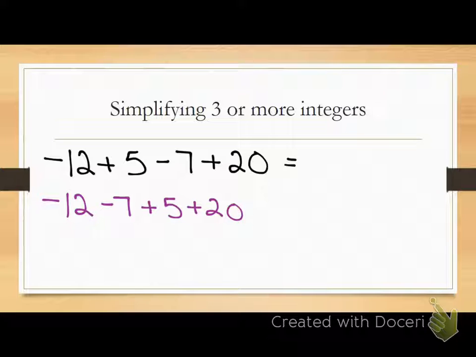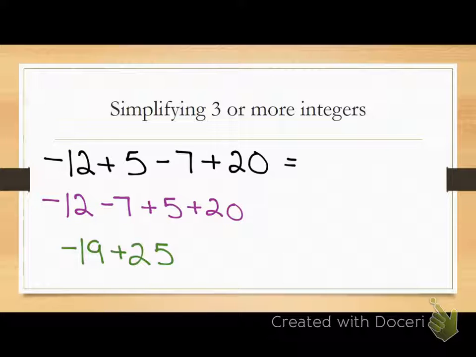What's negative 12 minus 7? Don't say it, write it on your paper. Negative 12 minus 7. Think of it on a number line, or spending money. What is it? Negative 19. What's 5 plus 20? 25. So negative 19 plus 25.